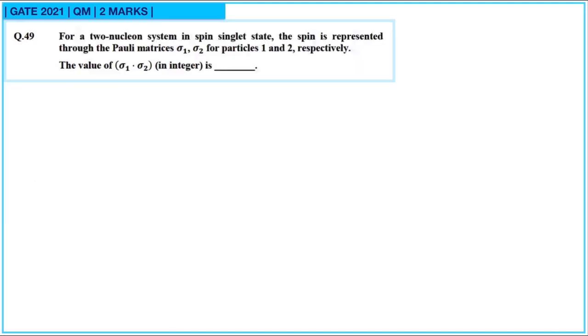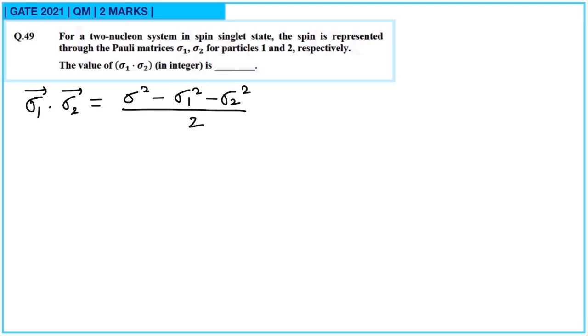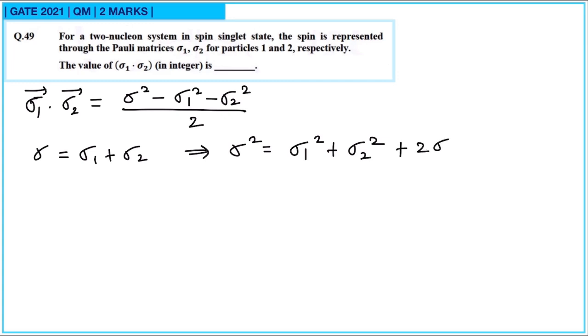Next question. For a 2-nucleon system in a spin singlet state, the spin is represented through the Pauli matrices sigma 1 and sigma 2 for particles 1 and 2 respectively. The value of sigma 1 dot sigma 2 is. So consider sigma 1 dot sigma 2, and these are Pauli matrices. So this will be equal to sigma square minus sigma 1 square minus sigma 2 square by 2. How did I write it? Because we know if sigma is equal to sigma 1 plus sigma 2, then magnitude of sigma square will be equal to sigma 1 square plus sigma 2 square plus 2 sigma 1 dot sigma 2. So from there you can write this.